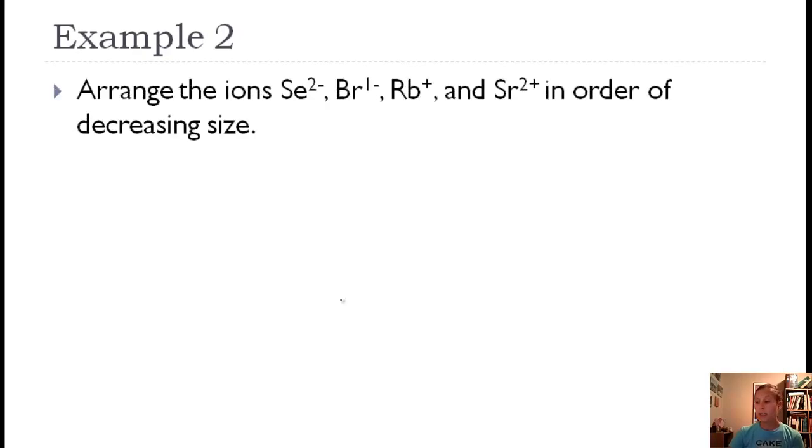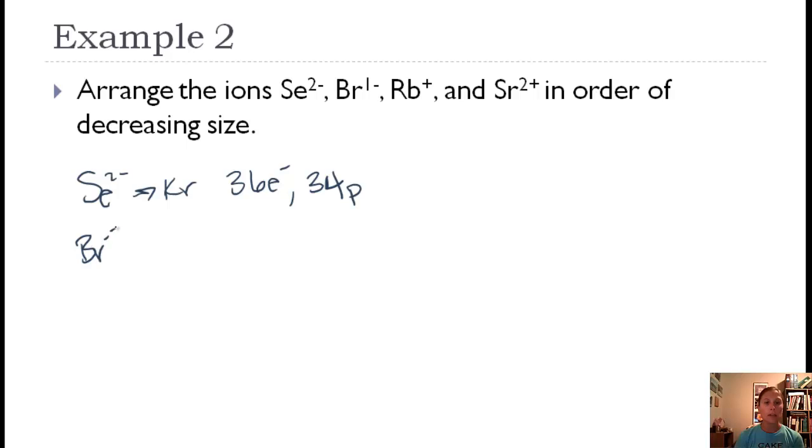We want to arrange these ions in order of decreasing size. If we look at selenium 2 minus, if we take selenium and do the electron configuration with those additional 2 electrons, its electron configuration is similar to krypton, so it would have 36 electrons. Now, selenium has 34 protons, and remember, that's not going to change whether it's an ion or not.